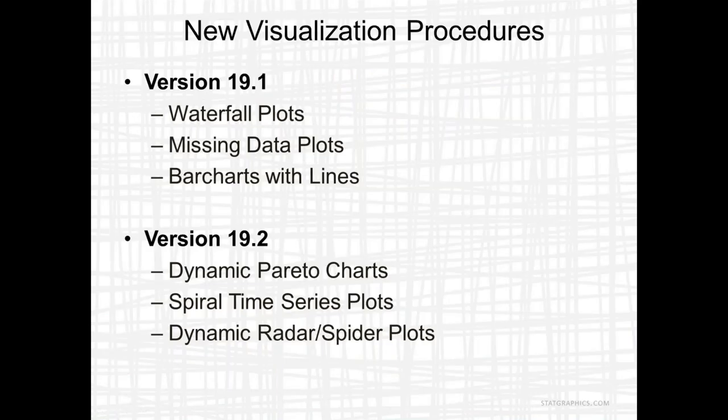We're going to be looking at basically six different procedures that have been introduced in version 19. In version 19.1, which is the one that we released back last fall, there were waterfall plots, actually three different varieties of waterfall plots, each designed for a different type of data. There's what I call a missing data plot, which makes it easier to find out where in your data set you might have missing values, and also the addition of lines to bar charts. Now, all three of those were requested by version 18 users, requested that we add them to version 19. And I'll show you an example of each of those with a particular data set that I think works well.